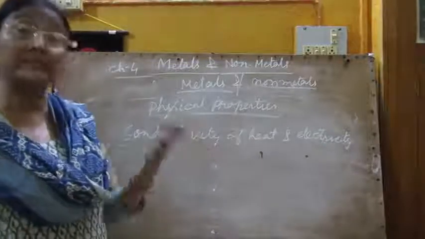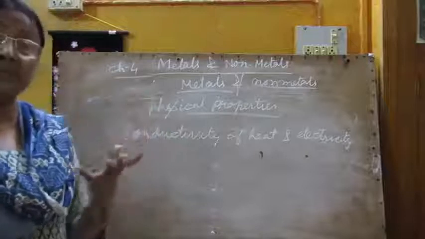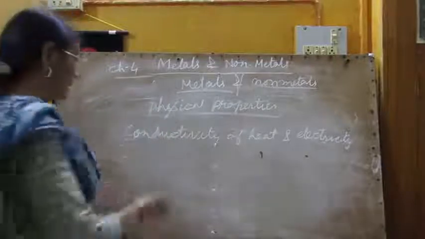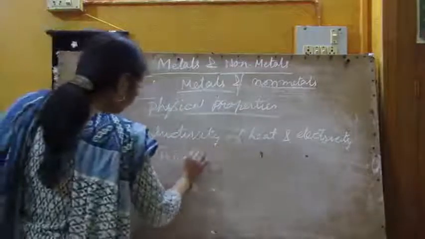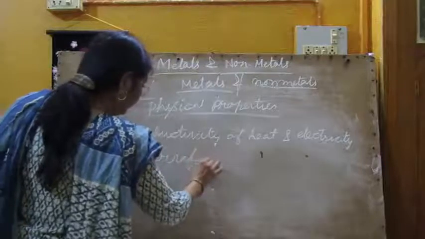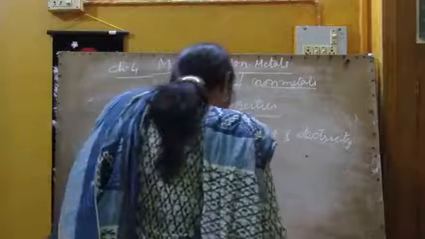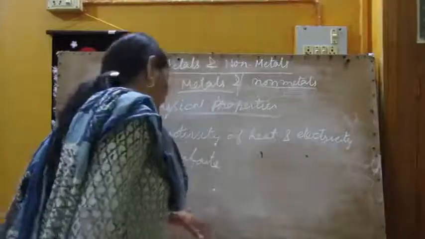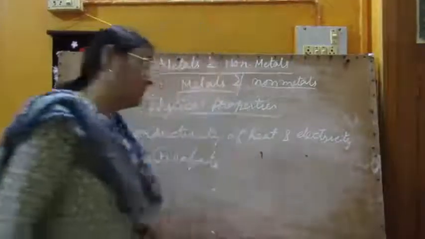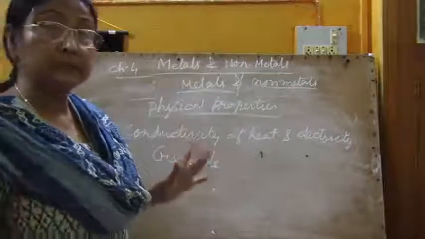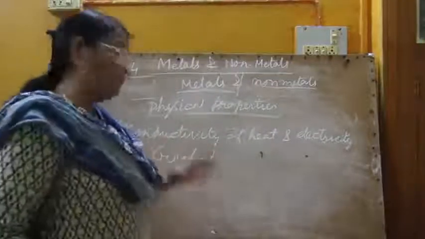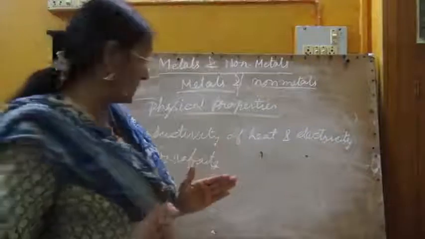The exception is graphite. Graphite is a non-metal, but still it conducts electricity, because this is the exception.